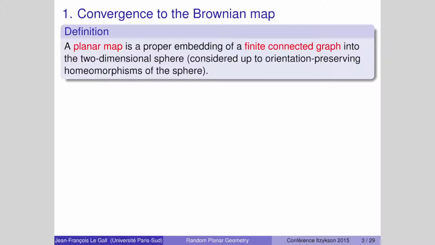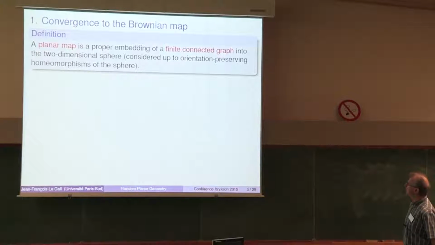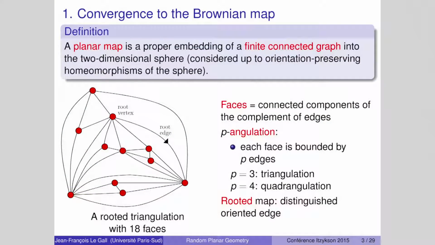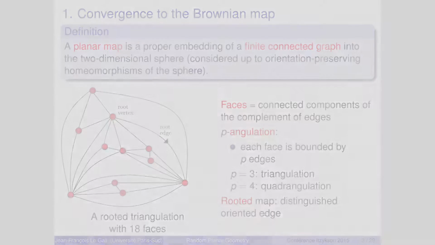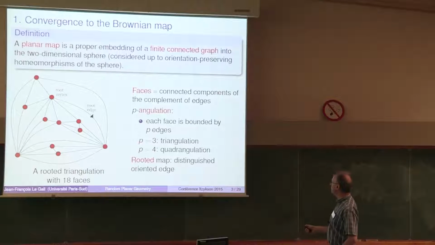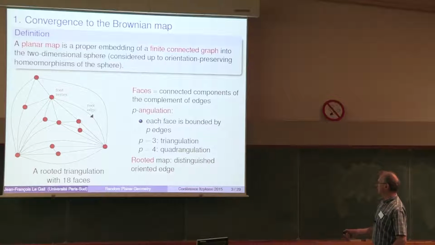And now, maybe in the first part, I will recall the basic convergence result to the Brownian map. So this is just to remind you of the definition of a planar map, so maybe I will go fast for that. So here, for instance, I have a triangulation of the sphere. I will always deal with rooted objects. So there is a distinguished oriented edge in my planar map, the root edge, and the root vertex is the tail of this root edge.